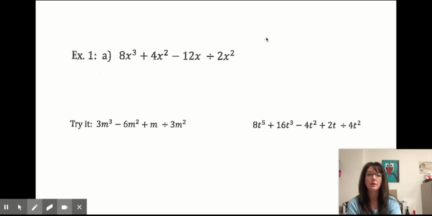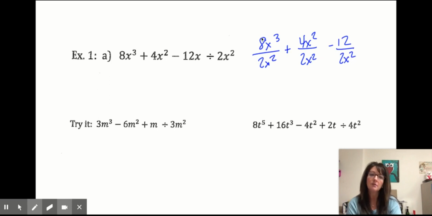For the first one, we're going to take 8x cubed divided by 2x squared, plus 4x squared divided by 2x squared, minus 12x divided by 2x squared. So we just divide. 8 divided by 2, right? It's going to become 4. And then here, when you have the bases the same, you can subtract the exponents. So 3 minus 2 is 1. These two go away, leave 1 in the numerator.